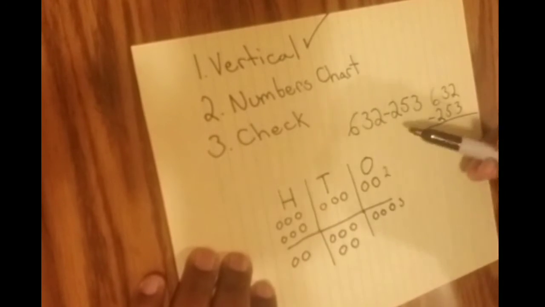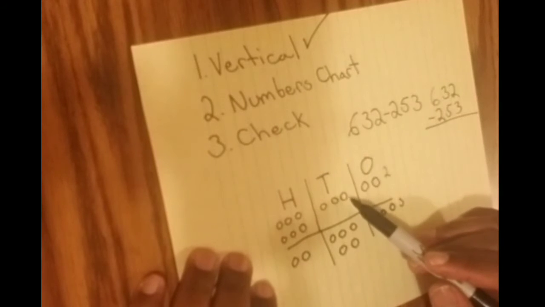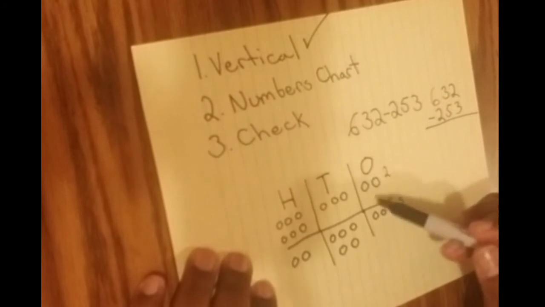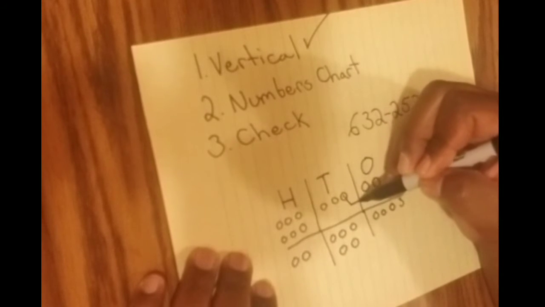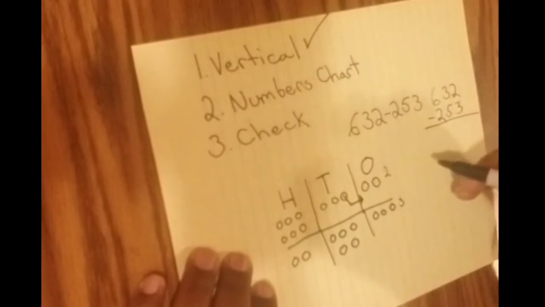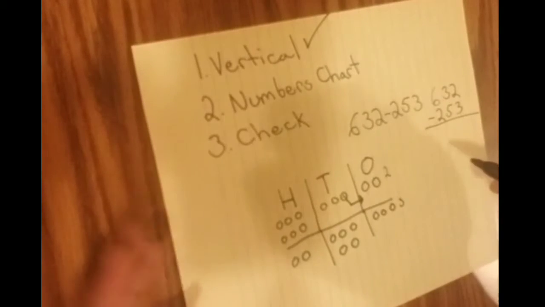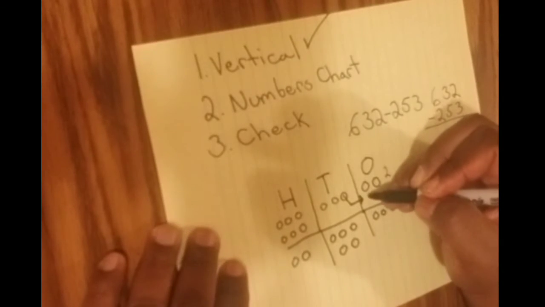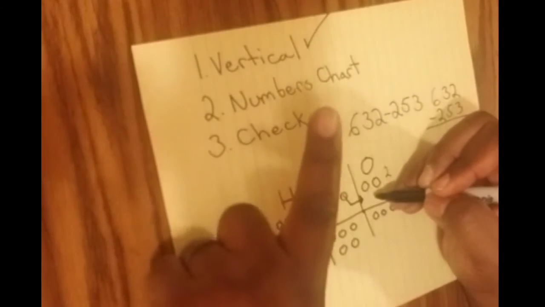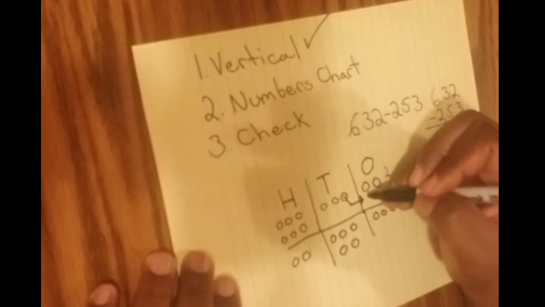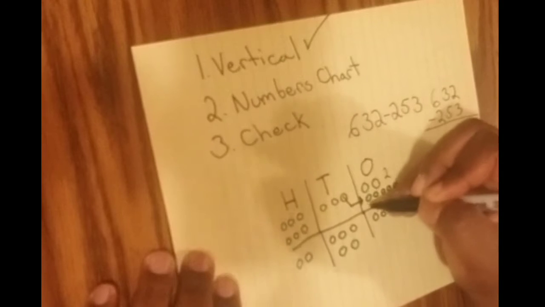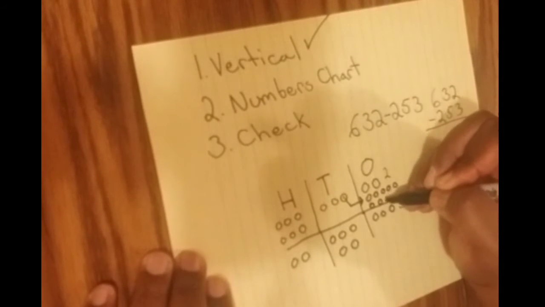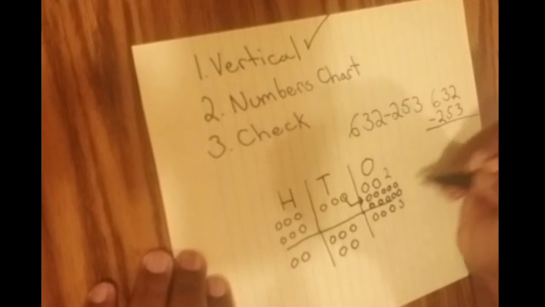So what I have to do, since I'm starting in the ones place to subtract, I have to go to my tens place. I have to bundle 1 ten and then decompose that ten, which is 10 ones. So I decompose that ten to make 10 ones. 1, 2, 3, 4, 5, 6, 7, 8, 9, and 10.